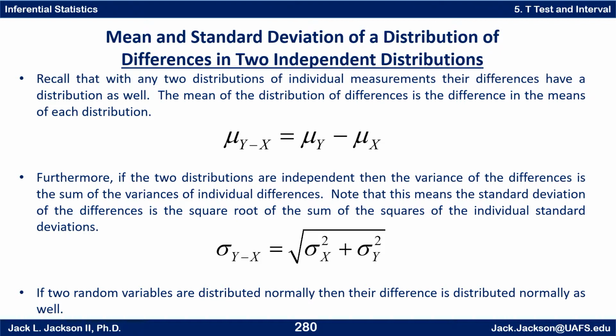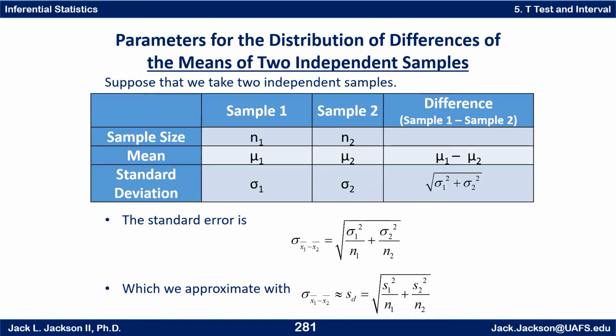Furthermore, if the two distributions are independent, then the variance of the difference is the sum of the variances of the individuals. However, this doesn't mean you can add up the standard deviations. So the standard deviation of y minus x turns out to be the standard deviation of x squared plus the standard deviation of y squared, add them up and then square root. Notice, even whether this is a plus or minus, this is a plus. This requires independence. And furthermore, if two random variables are distributed normally, then their difference is distributed normally as well. So those are important things in the background that help us out.